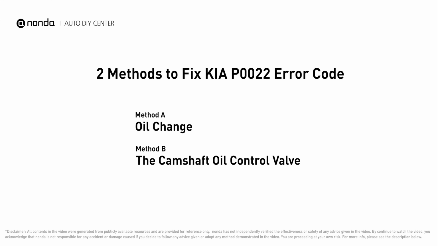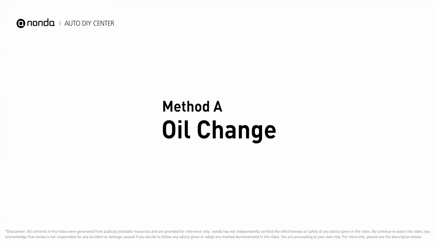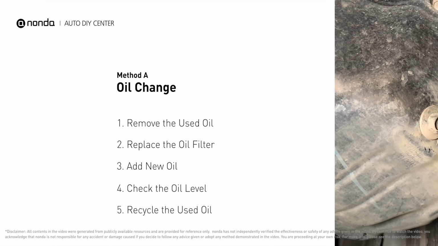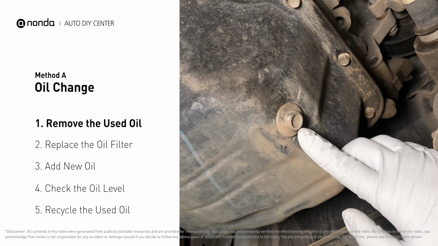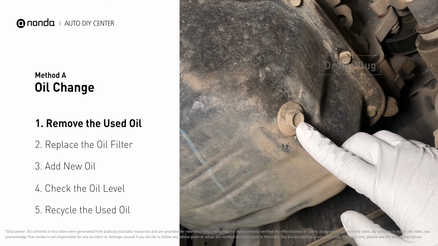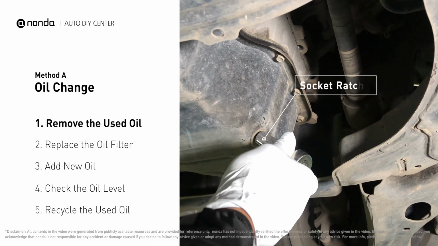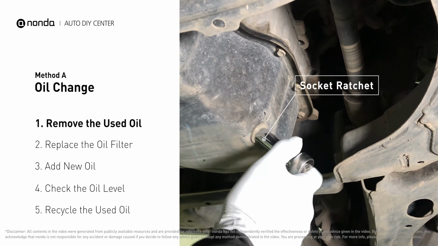Here are 2 of the most practical solutions to fix Kia's P0022 error code. Method A, oil change. Locate the oil drain plug on your vehicle and place an oil collection pan underneath it. Use a socket ratchet to remove the plug from the oil pan on your vehicle.